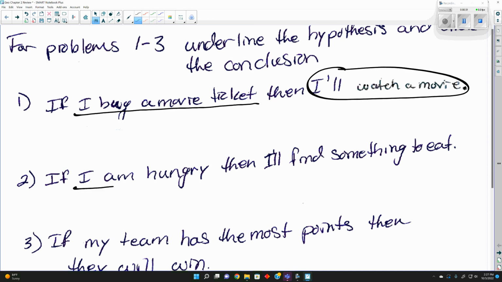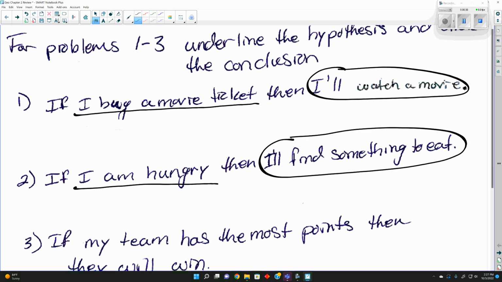So for 2, I am hungry. In the conclusion, I'll find something to eat. We get it wrong, we kick you. I'm not going to care too much about the if and then, but I would make sure that you underline the correct part and circle the correct part. Because if you do have it flipped, that you circled or underlined the wrong part, I will count off. So it would be good to read the instructions, make sure that you do it correct.